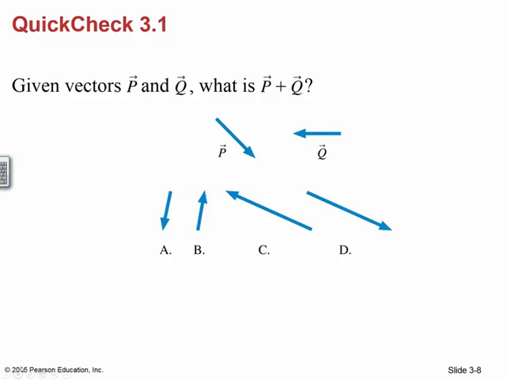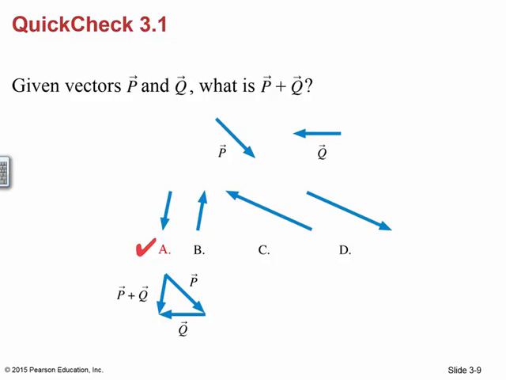Now, so we had these two vectors given, P and Q, and let's do the tip to tail method. So here's P, and then let's take Q and put it over here, and it's going that way. So what would our resultant look like? Well, it should be that right there.